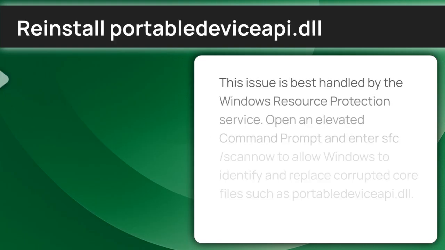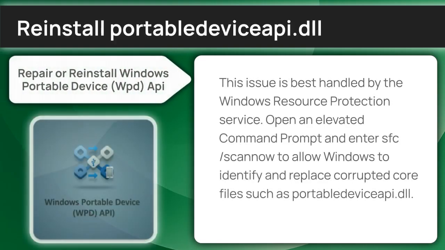This issue is best handled by the Windows Resource Protection Service. Open an elevated command prompt and enter sfc /scannow to allow Windows to identify and replace corrupted core files, such as Portable Device API DLL.